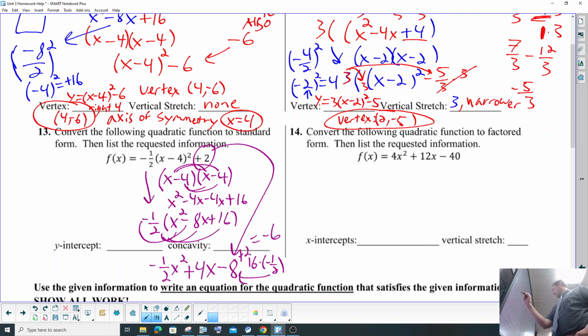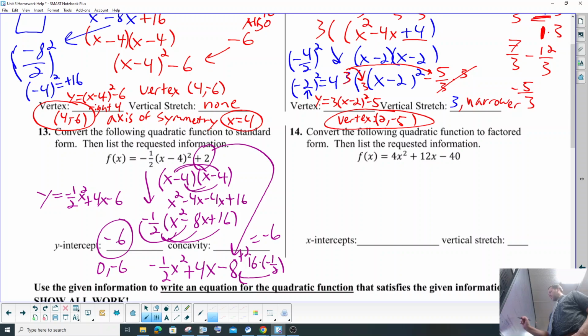So our function then is y equals negative 1/2 x squared plus 4x and then minus 6. And our y-intercept is negative 6 or (0, negative 6). And are we concave up or down? Well, there's a negative in front. So that means we're concave down. There we go.